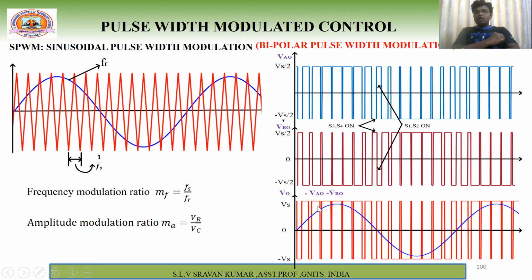Right. Let us go for another pulse. Here, this is minus Vs by 2, and here what is this one? Plus Vs by 2. Now what is the formula? VA0 minus VB0. Here it is minus Vs by 2 minus of plus Vs by 2. So you will get minus Vs. Correspondingly you will get minus Vs.